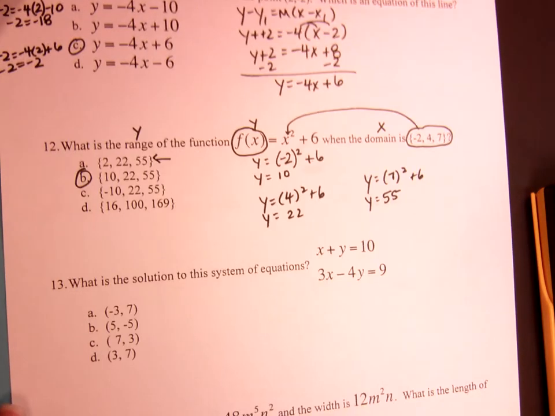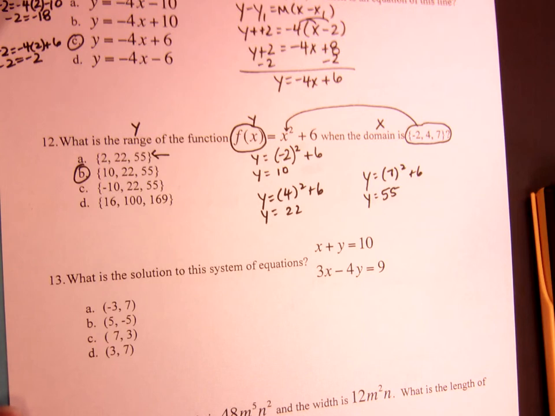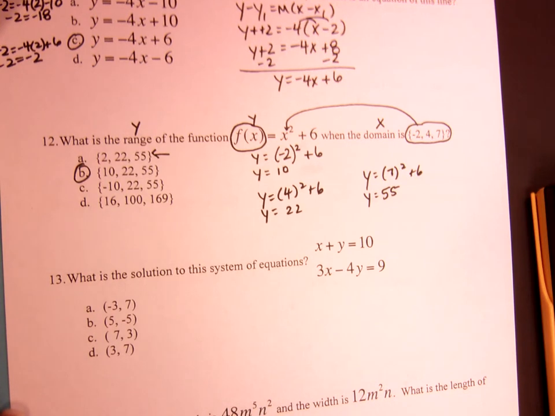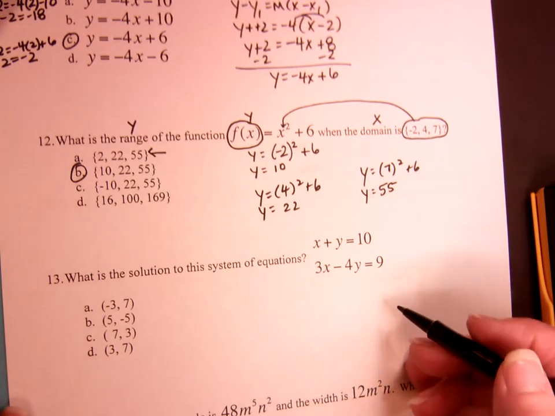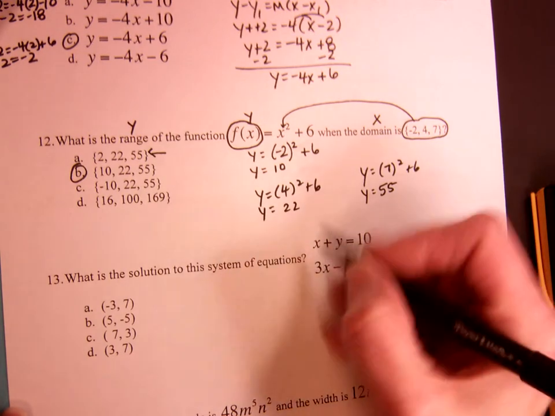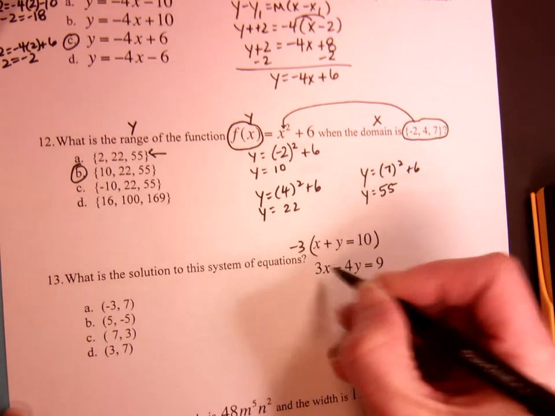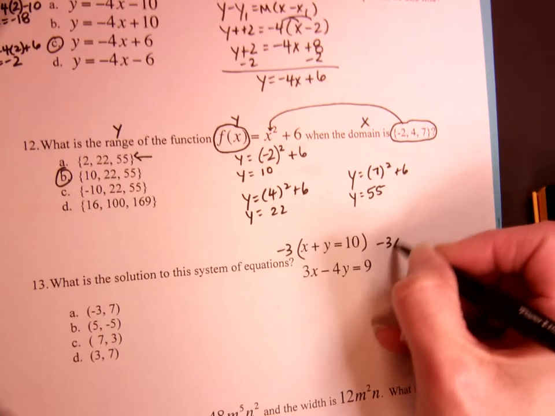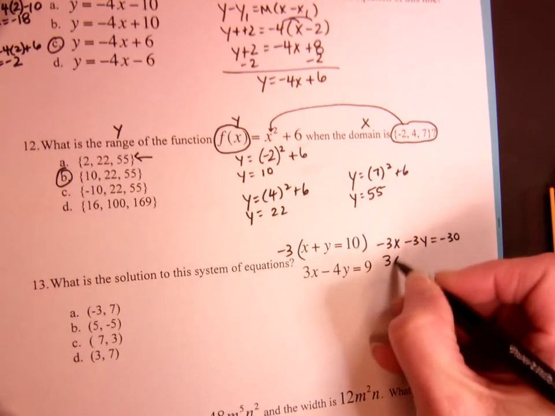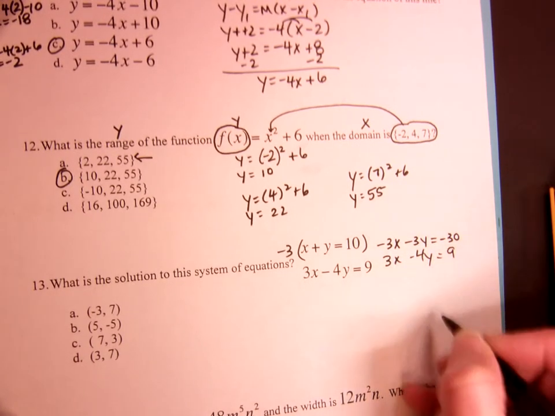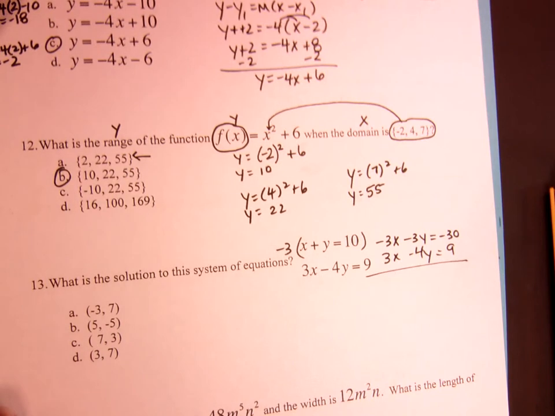All right, number 13 is asking for the solution to the system of equations. Remember that if we're trying to find a solution to the system of equations, we have to do one of three methods. We could do graphing, substitution, or elimination. In this case, because the x's and y's are lined up on the same side of the equal sign, we could do elimination. Now I want to get the x's to go away, so I'm going to multiply everything on the top by a negative 3. So this would be negative 3x minus 3y equals negative 30. Then I'm going to write down the other one, and I'm going to add the two equations together.